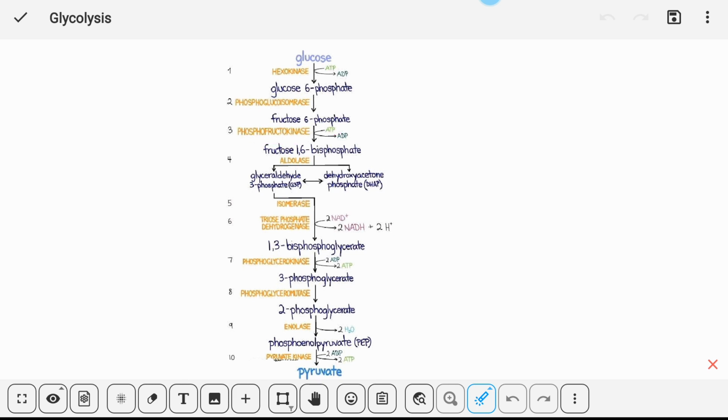Now, each fructose 1,6-bisphosphate then produces a molecule of glyceraldehyde 3-phosphate and a molecule of dihydroxyacetone phosphate. But the reactions can continue only with glyceraldehyde 3-phosphate. So what should we do with the DHAP? Obviously, isomerase enzyme will convert this DHAP into glyceraldehyde 3-phosphate, and then triose phosphate dehydrogenase enzyme will act on glyceraldehyde 3-phosphate to convert it into 1,3-bisphosphoglycerate.